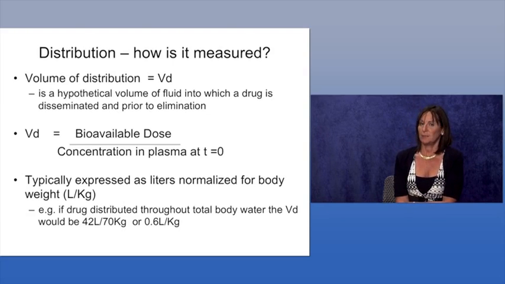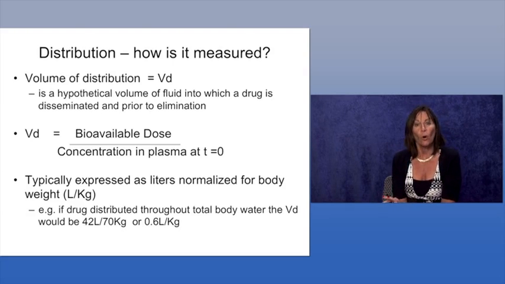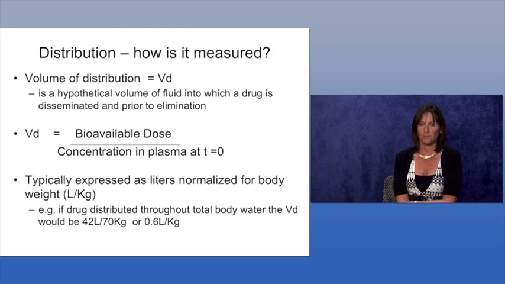So any drug that is shown to have a volume of distribution of 0.6 liters per kilogram would be considered to have a very large volume of distribution. In other words, it is disseminating throughout all body water or total body water. It is disseminating into all 42 liters of body water that exists in a healthy individual.